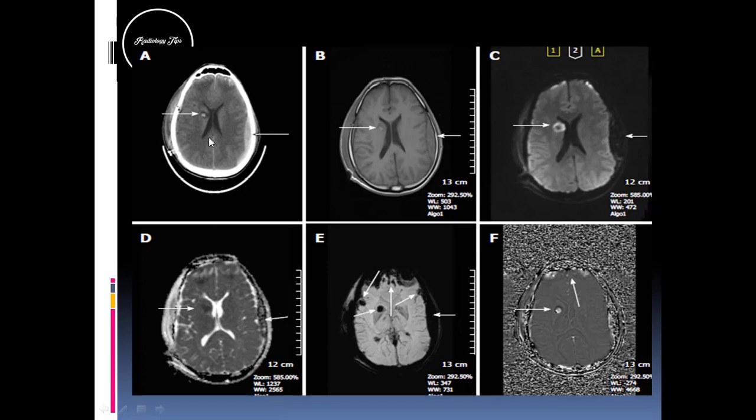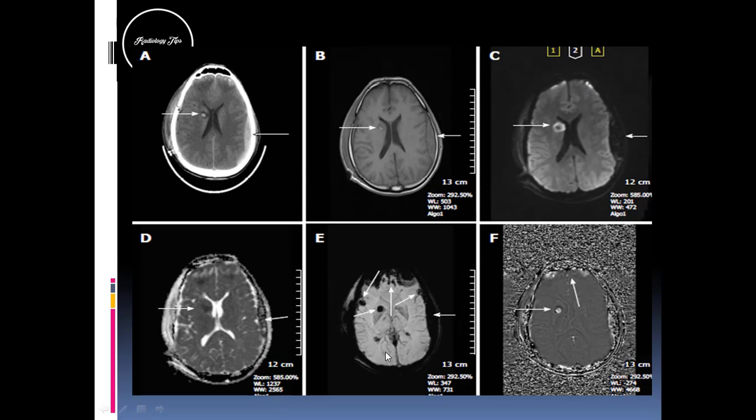Again, this is another example. This is a parenchymal hemorrhage, this is subdural hemorrhage, and this is subarachnoid hemorrhage in the CT. If you look to the T1, again, this is the hemorrhage, the parenchymal one, and this is the subdural one, but you can't appreciate the subarachnoid one. In diffusion weighted image, again, the parenchymal hemorrhage, maybe you can appreciate the subdural one and subarachnoid one.